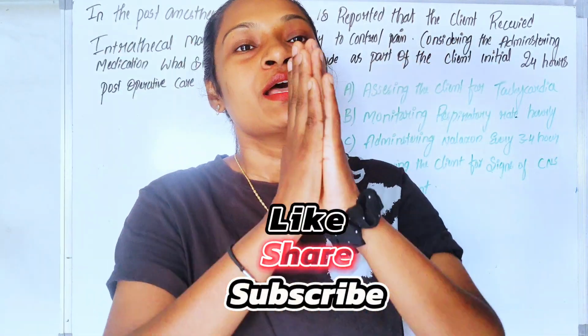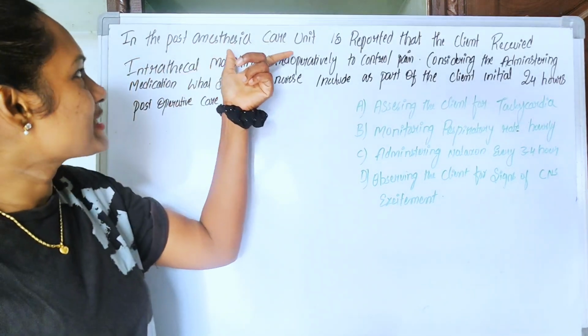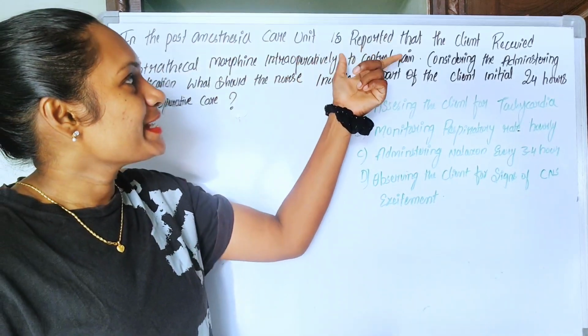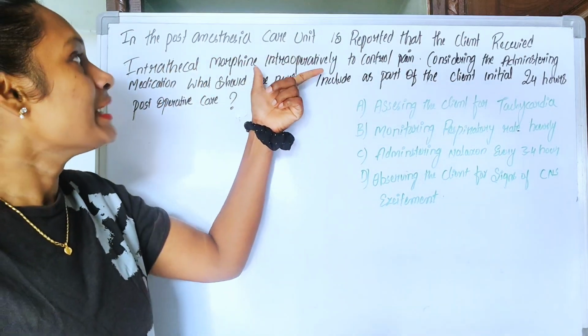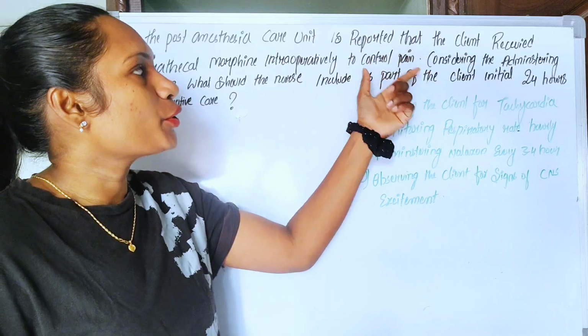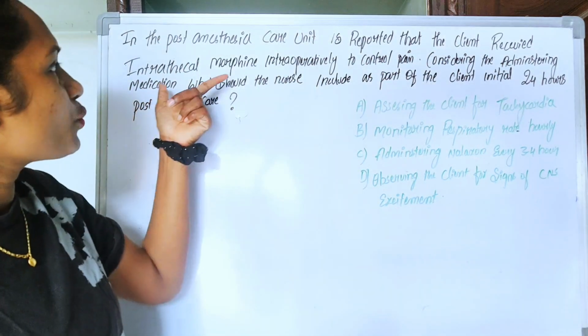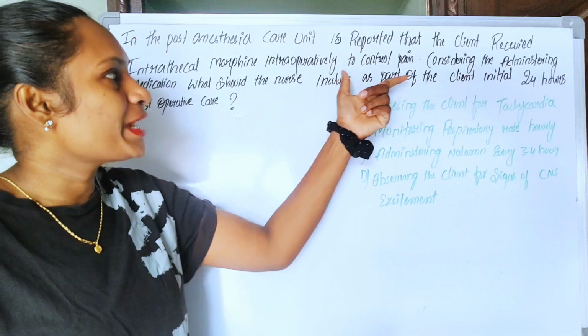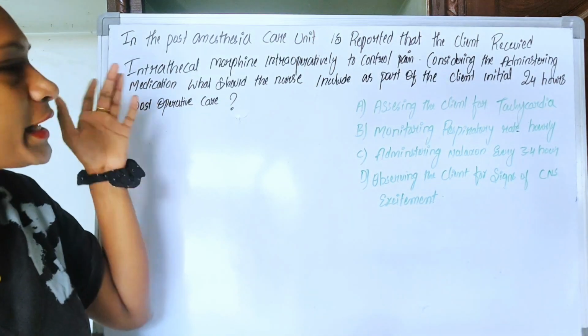So, first question is, in the post-anesthesia care unit, it is reported that a client received intrathecal morphine intraoperatively to control pain. Considering the administered medication, what should the nurse include as a part of the client's initial 24 hours post-operative care?